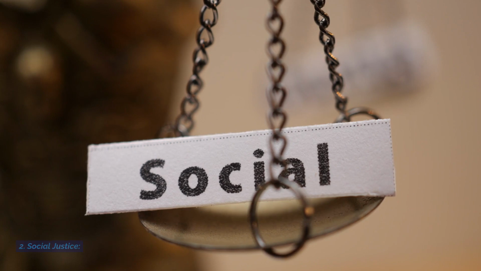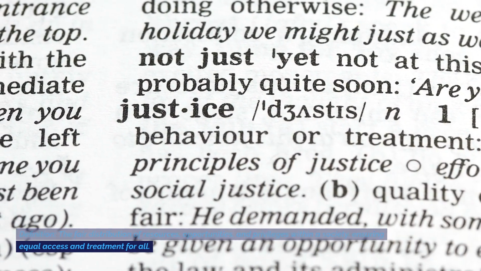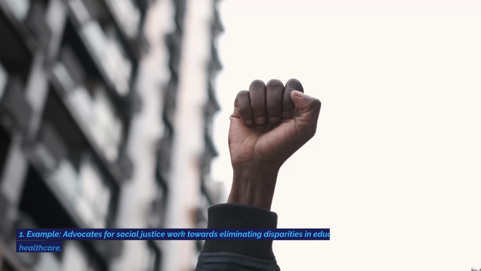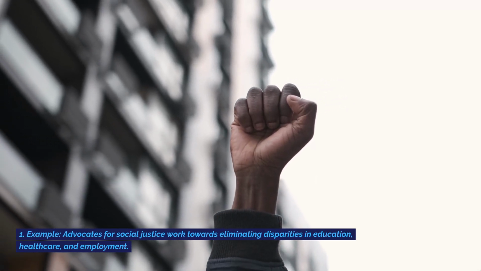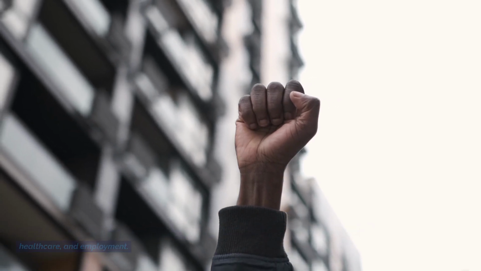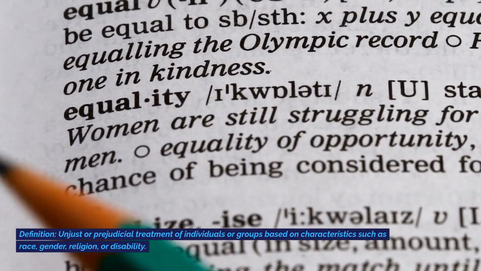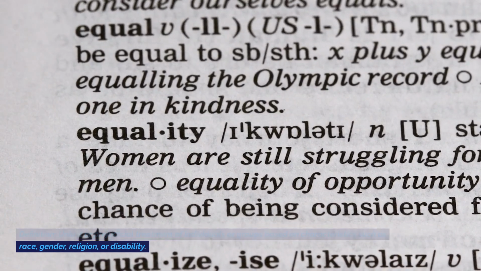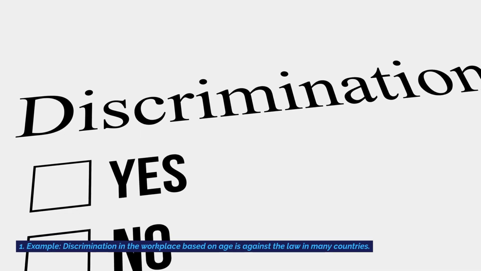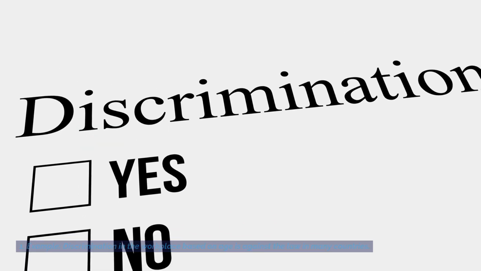2. Social justice. Definition: the fair distribution of resources, opportunities, and privileges within a society, ensuring equal access and treatment for all. 1. Example: advocates for social justice work towards eliminating disparities in education, healthcare, and employment. 2. Discrimination. Definition: unjust or prejudicial treatment of individuals or groups based on characteristics such as race, gender, religion, or disability. 1. Example: discrimination in the workplace based on age is against the law in many countries.